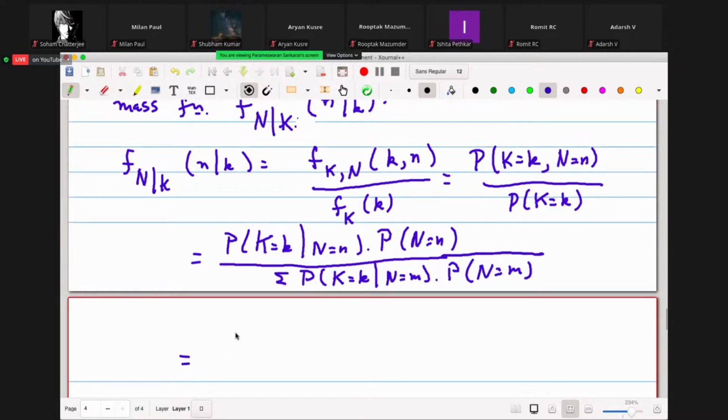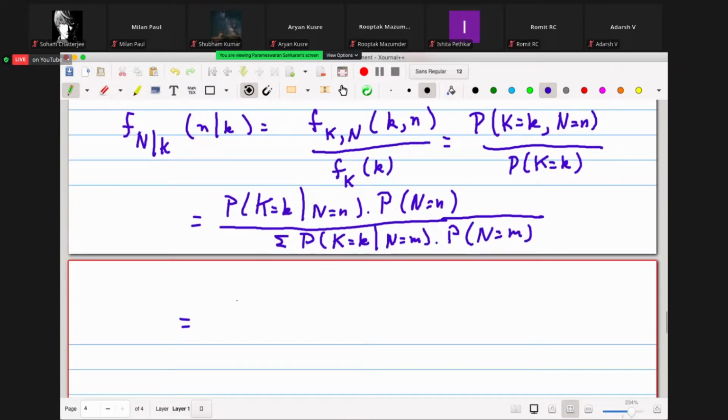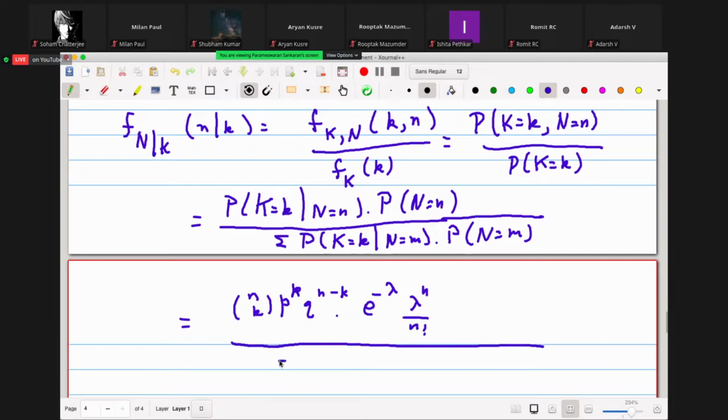Now we know everything. So for a given n, K follows a binomial distribution. So we just write that: n choose k, p power k, q power n minus k, times this one, which follows Poisson. So e power minus lambda, lambda power n by n factorial. Whole thing divided by the sum.